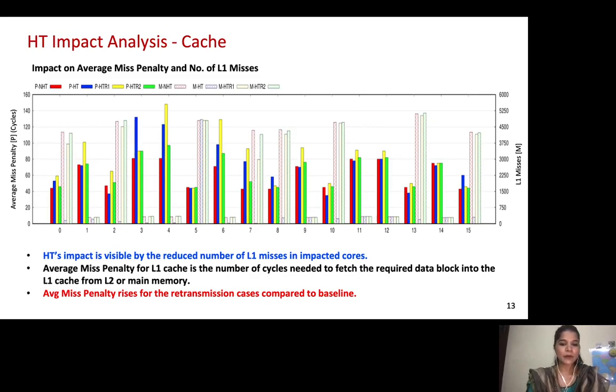Average miss penalty for L1 cache is the number of cycles needed to fetch the required data block into the L1 cache from L2 or main memory. Average miss penalty rises for the retransmission cases compared to baseline.